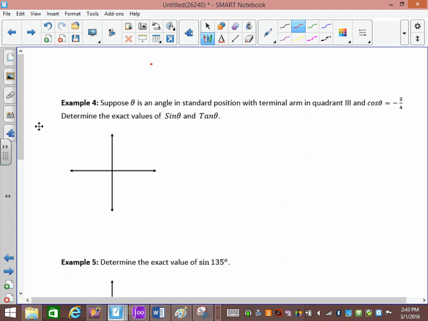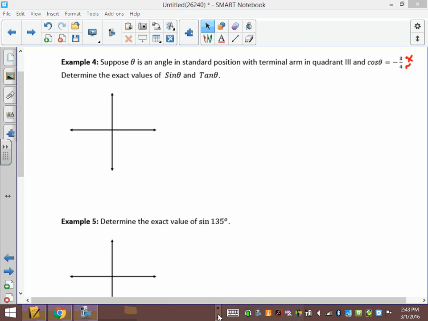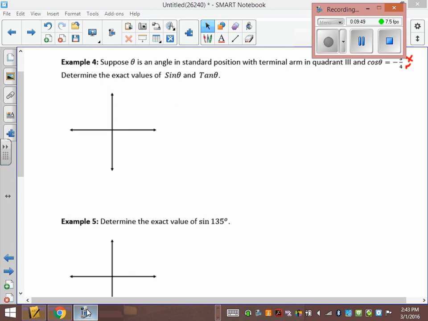You guys try this one out. Keeping in mind that it's cos, so it's adjacent over hypotenuse, which is actually x over r. It's not y. You have to find y.